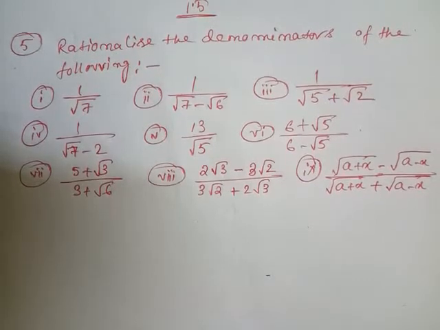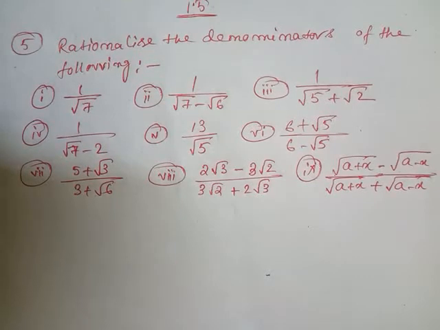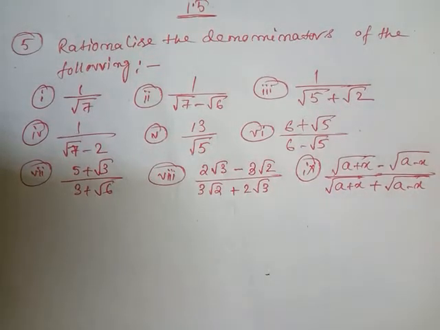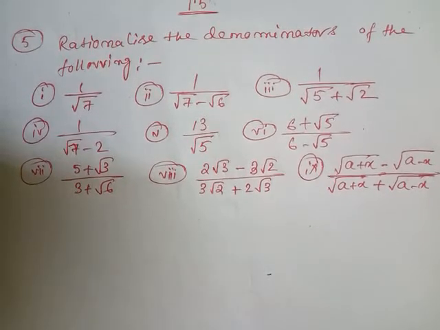Now student, we are going to solve exercise 1.5 question number 5. Rationalize the denominator of the following. Many questions are given here. I will solve one by one now. First of all, I am going to solve the first one, 1 by root 7. Now let's have a look how to solve this one.